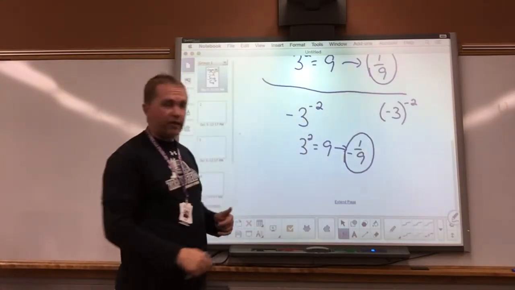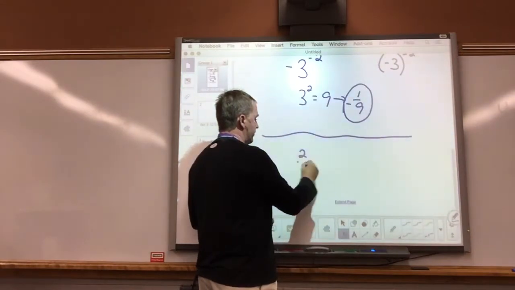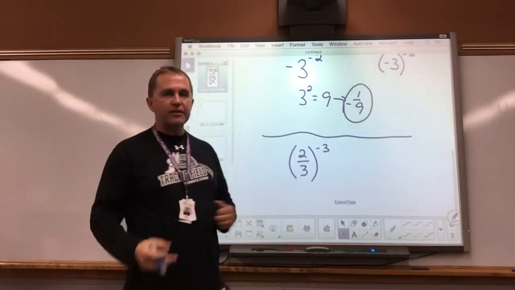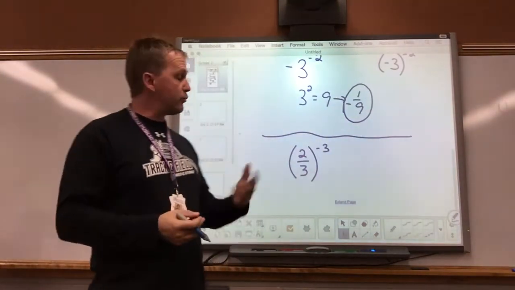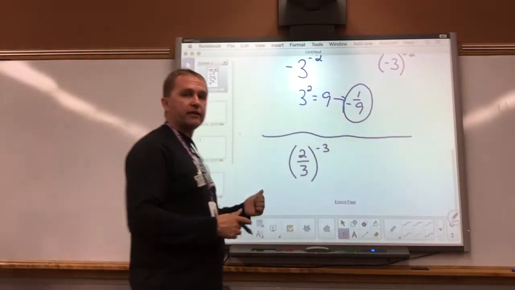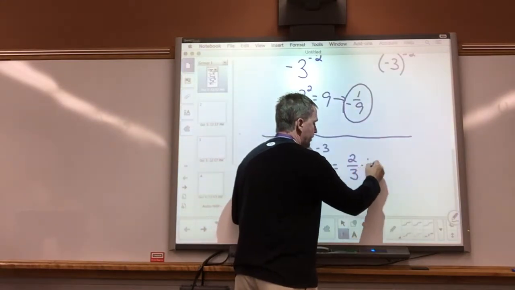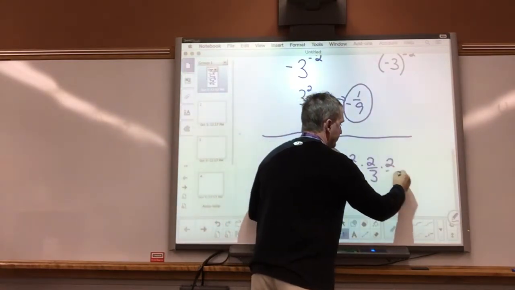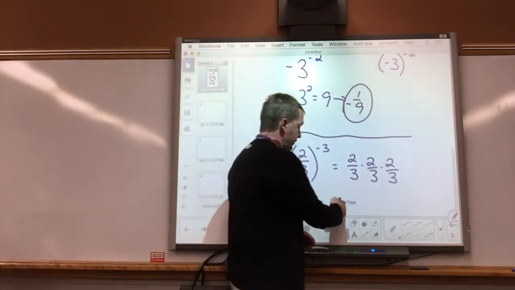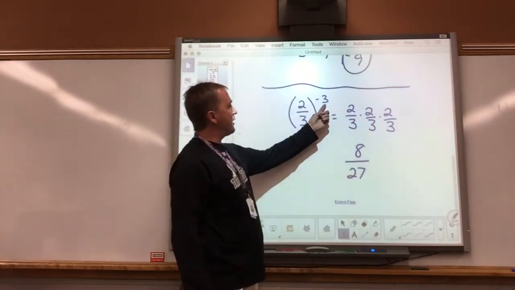Lastly, I want to deal with a fraction. We're going to deal with 2/3 in parentheses to the negative 3 power. We need to take 2/3, we need to cube it, 2/3 to the third power, and then we need the reciprocal of that. So in this case, and I'm going to write this one out, 2/3 times 2/3 times 2/3, which would give me 2 times 2 times 2, which is 8, over 3 times 3 times 3, which is 27. So I've taken care of the cubing part.